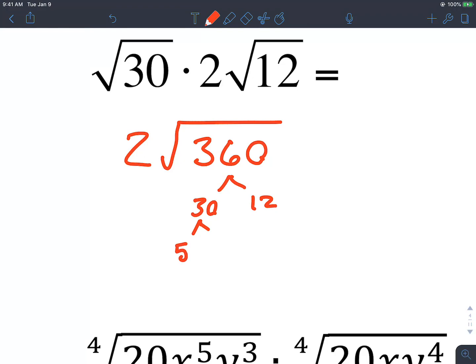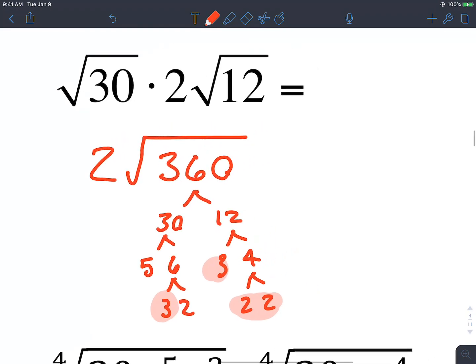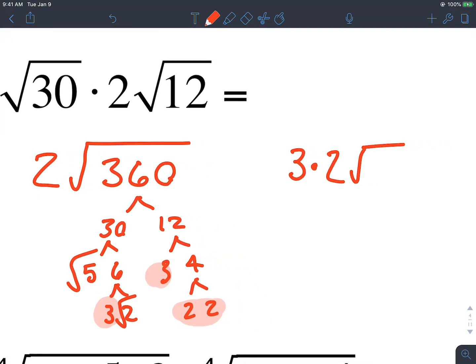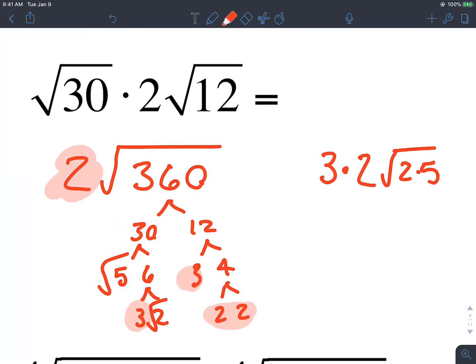And then we can break down 30. You have 5 and 6. And then 6, you got 3 and 2. 12, you got 3 and 4. And then 4, you got 2 and 2. And since this is a square root, I see that I got a pair of 2's right here. I got a pair of 3's right there, and those are the only pairs that we have. Okay, so we'll put 3 times 2 outside of our radical. And then we have this 2, and then that 5 left over inside the radical. And then we have the 2 that we started with right here outside of the radical as well.